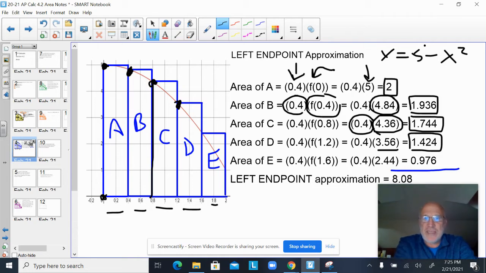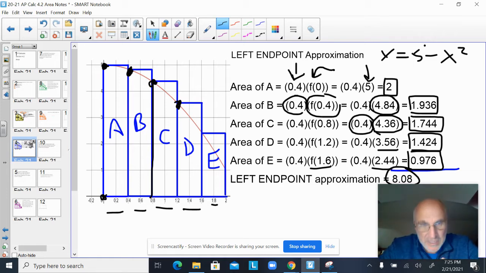The last rectangle E, the left endpoint is 1.6, and f of 1.6 turns out to be 2.44. So again, I do 0.4 times that. I get 0.976. I add up those 5 areas, I get 8.08. That is the left endpoint approximation of that region.